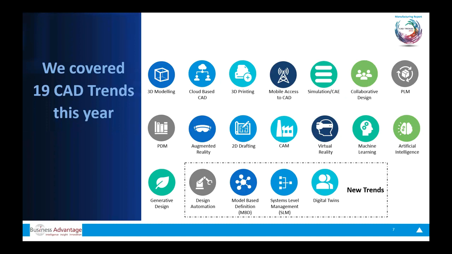So these are the 19 trends that we looked at and that are covered in this 2022 survey. We've made some changes, obviously, to the trends over time, and particularly for the manufacturing space, so that they are most relevant to you and your business. These changes in the trends that are covered were driven by the feedback from yourselves, essentially, the users and consumers of this report. So let me just cover quickly here. You see at the bottom, we have looked at design automation, model-based definition, systems level management, and digital twins as new trends for this manufacturing report. Next slide, please.